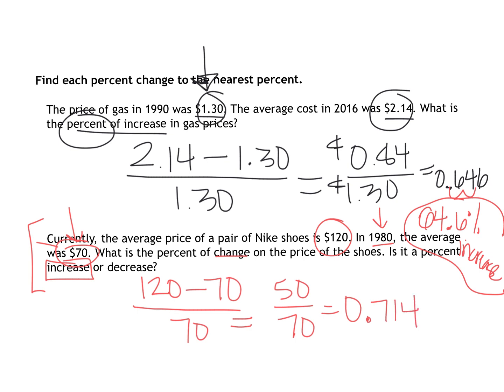So we do 50 divided by 70, and we get 0.714. Again, I'm going to round it to the nearest hundredth, because then remember we have to change it to a percent. We go 2 to the right, no matter what, so 71.4% increase. Because again, it went from 1980, it started at 70, up to 120 now.